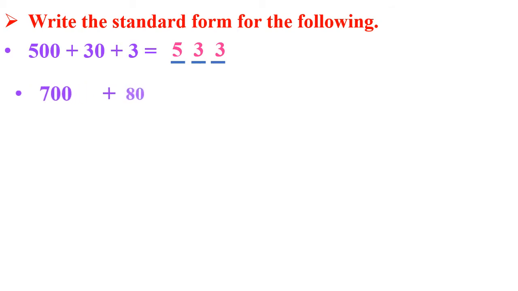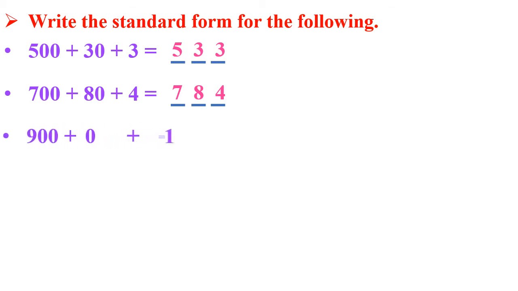Next example is 700 plus 80 plus 4. Again we have to draw 3 lines. The number which has hundreds place value, we have to write down in the hundreds place. So here 7 has hundreds value, so we have to put 7 on the hundreds place. 80, 8 in the place of tens, that's why you have to put 8, and then 4 in the place of ones, that's why we have to put 4 on the ones place.